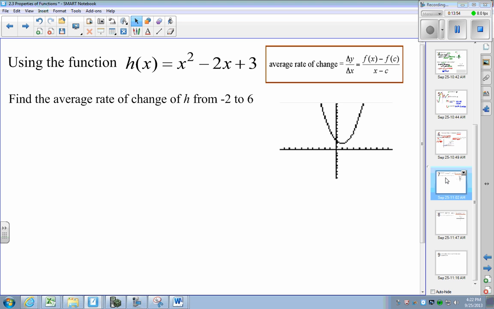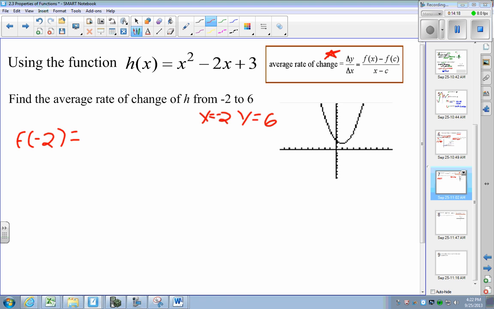So here, we're going to find the average rate of change of h of x. And we're going to find that average rate of change from the points x is equal to -2 and y is equal to 6. Okay, but we need to put it into this formula right here. So what's f of -2? So that's where we substitute -2 in for all of our x's.